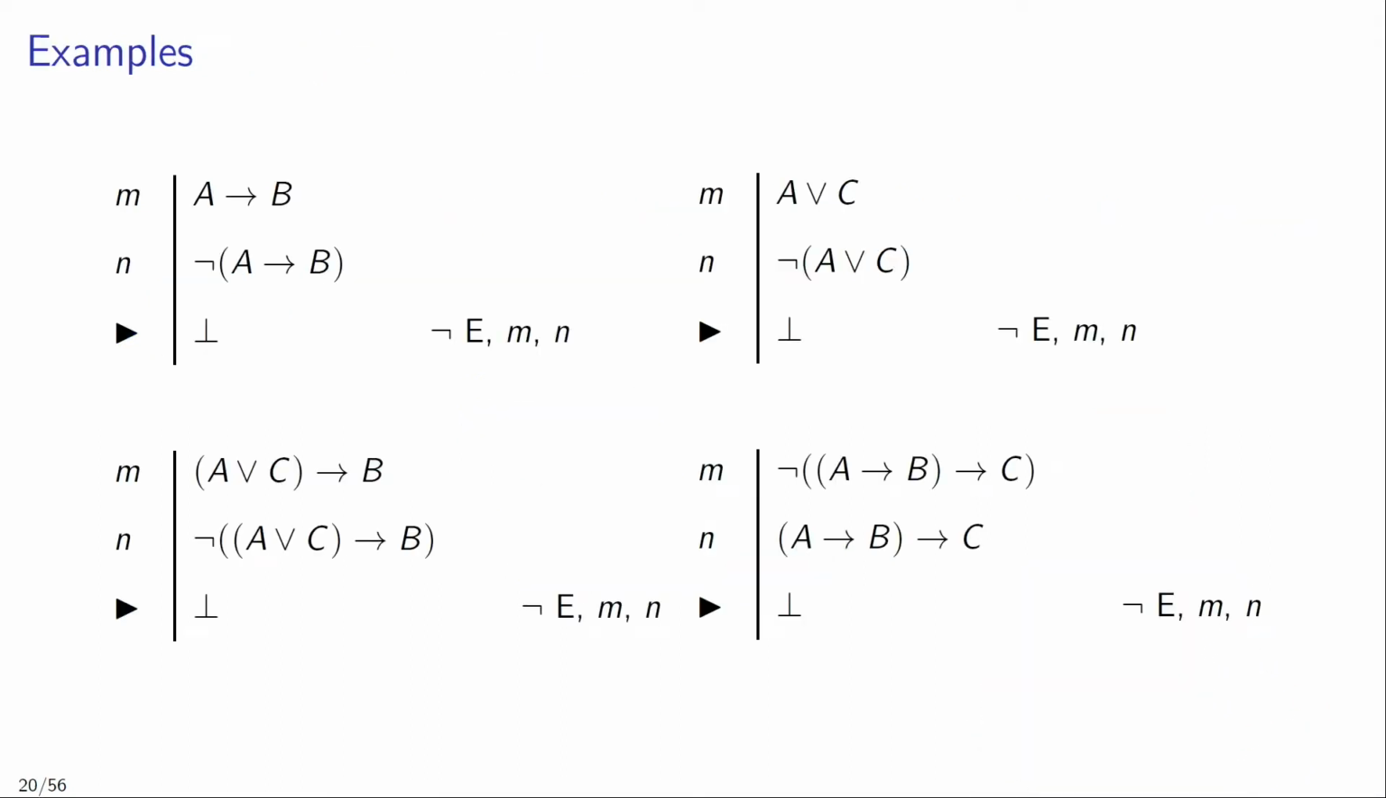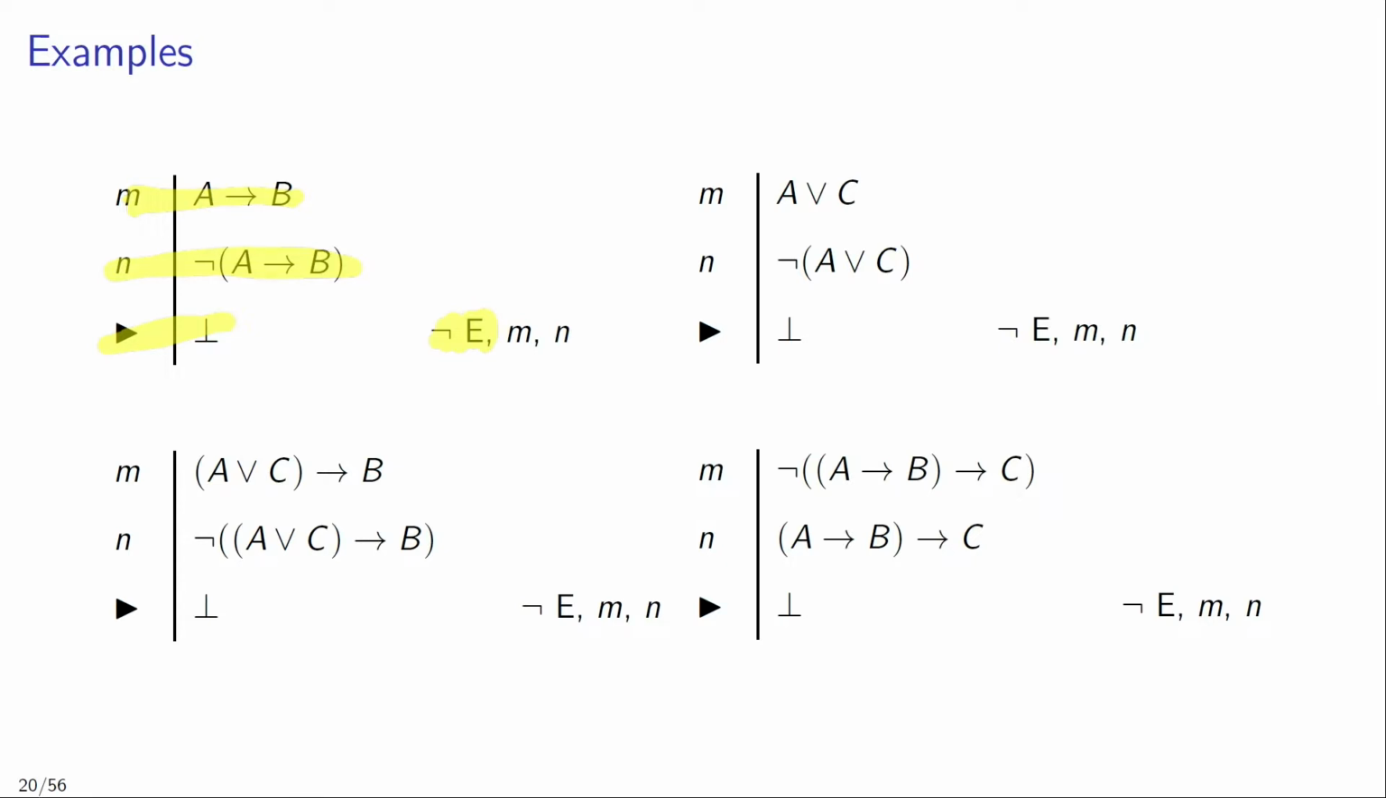So here are a few examples. They may look familiar. They are simply the examples that we have already seen when discussing the rule bottom introduction. And the only thing I've done here is I've switched out the justification for the rule. So we have seen that if in line M of your proof you have established that if A then B, and in line N of your proof you have established the negation of this sentence, you can infer bottom. And now we know that we can justify this rule by citing negation elimination.